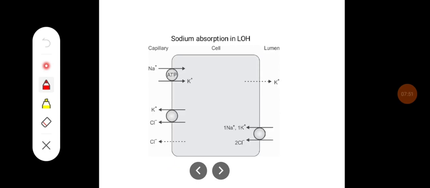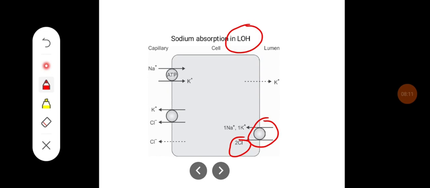And this is how the sodium is reabsorbed from the loop of Henle. That is, it is mainly reabsorbed by the sodium-potassium-2-chloride transporter, with exchange with the 2 chloride ions.